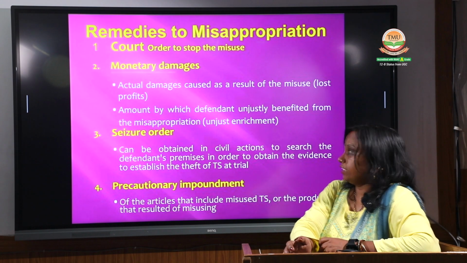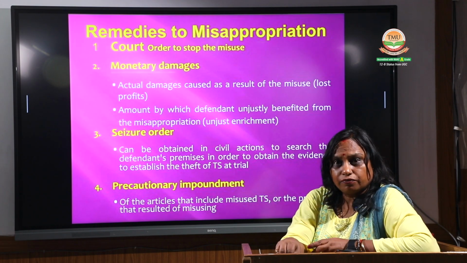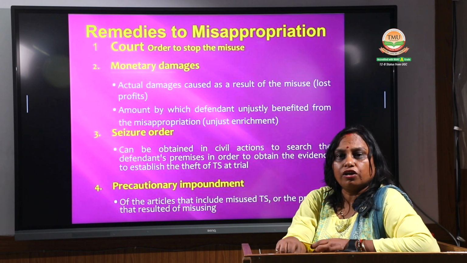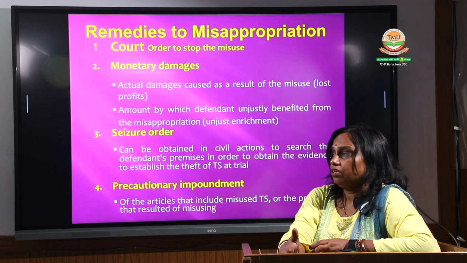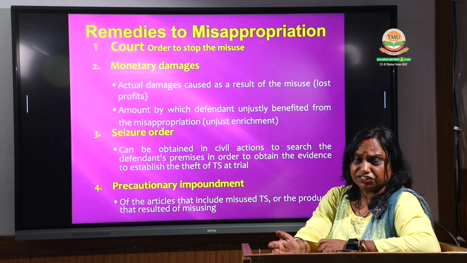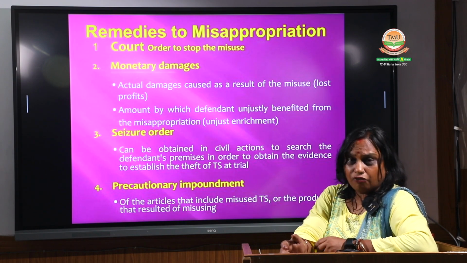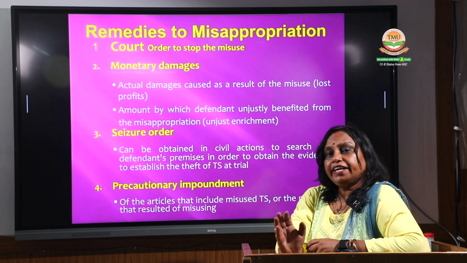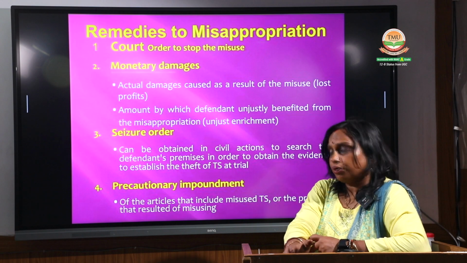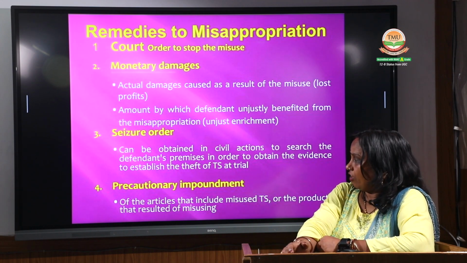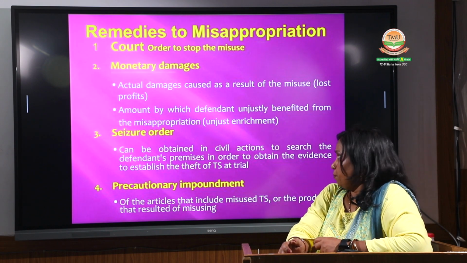First thing is a court order to stop the misuse. Once the culprit, the misappropriator, comes to the knowledge of the person, the court can order that person to stop such misuse by way of injunction. Then the second thing is monetary damages. Whatever loss has been incurred by the proprietor by misuse of that particular trade secret, the court can ask for actual damages or the amount by which the defendant unjustly benefited from the misappropriation.